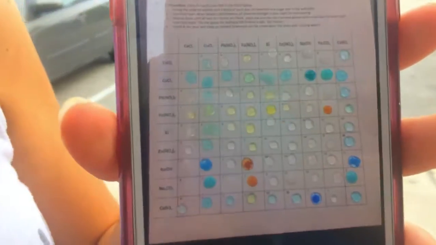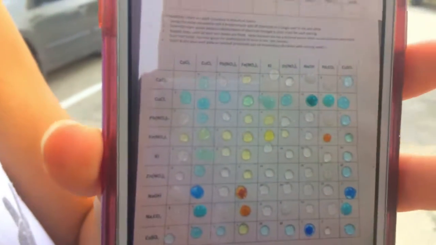The first step to finding out who killed Miss Buddy was that we had to cross-reference the chemicals with each other to see how they reacted, shown in this picture right here.